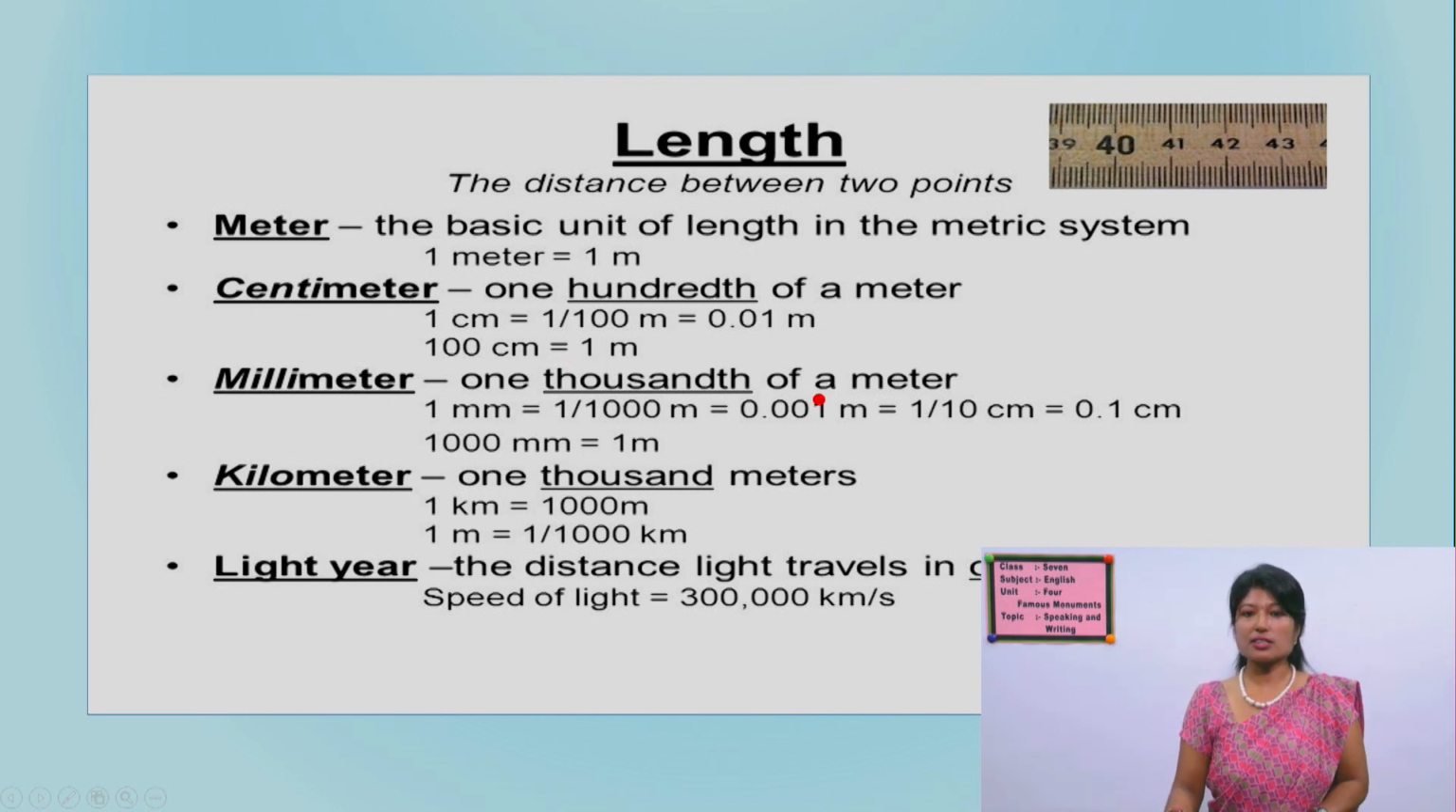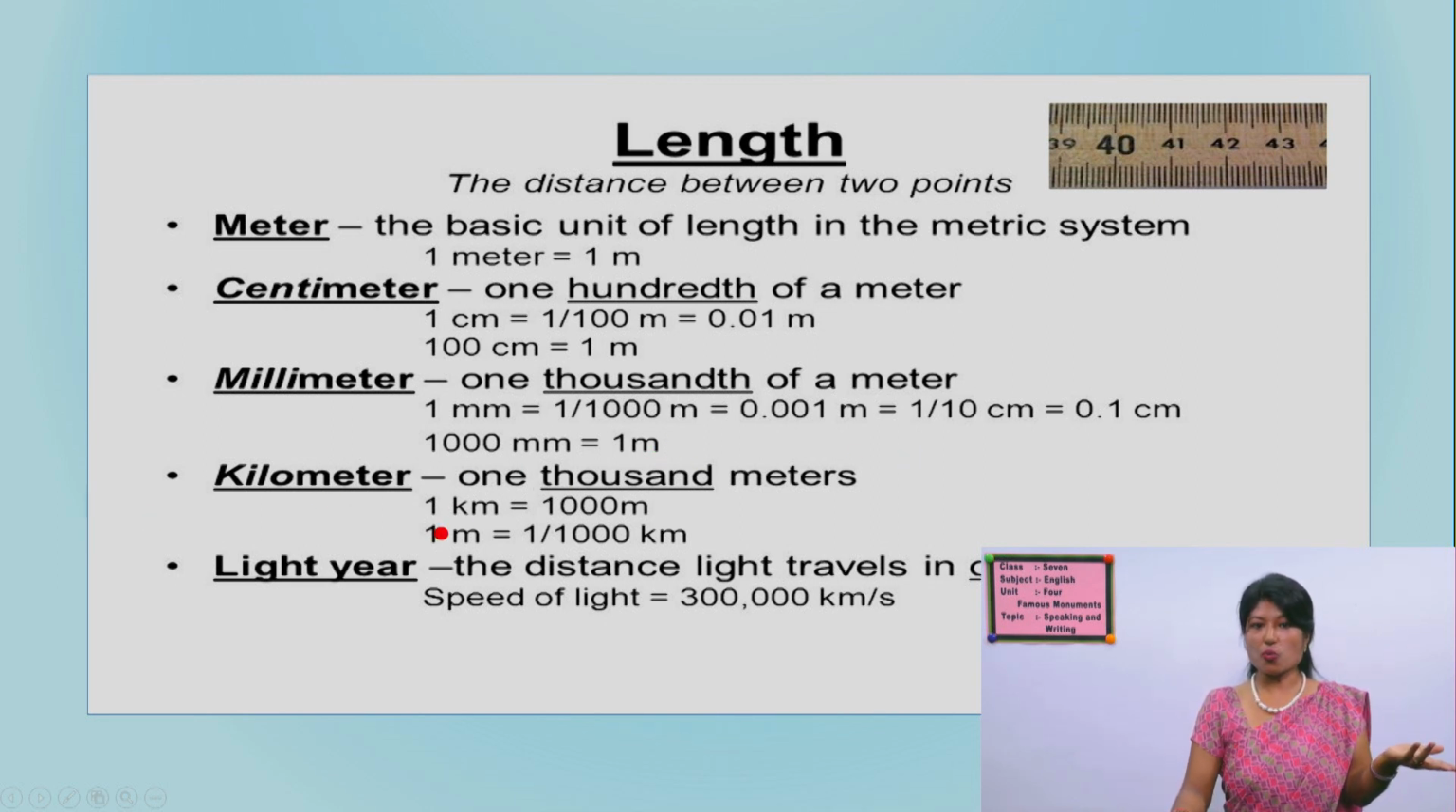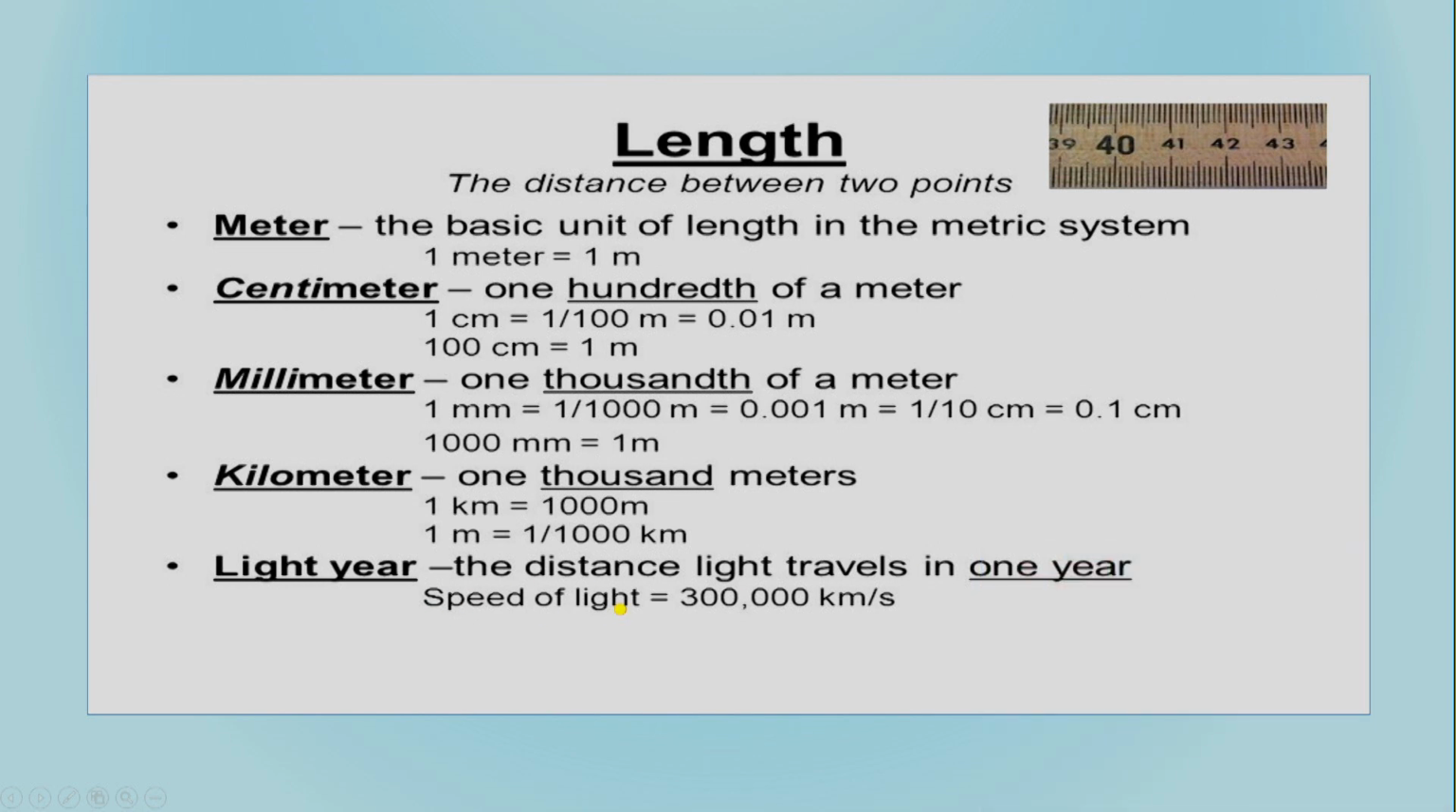Millimeter is 1/1000th of a meter. 1 millimeter means 0.001 meter, or 0.1 cm, so 1000 millimeters equal 1 meter. Kilometer: 1 kilometer equals 1000 meters, so 1 meter is 1/1000 kilometer. This is about the light year, the distance that light travels in 1 year. The speed of light is 3 lakh kilometers per second.